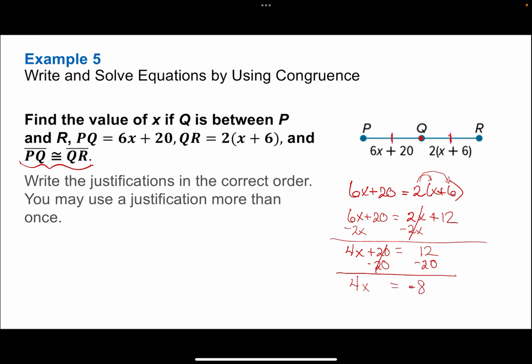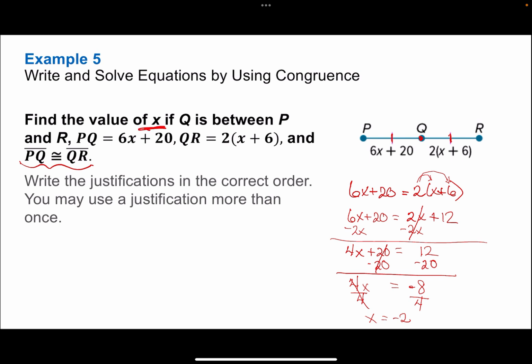Oh, that seems scary. If I divide by 4, because 4 times x is equal to -8, I have to do the opposite of multiplying, which is dividing. 4 divided by 4 is 1. 1x is equal to -2. And so it says to find the value of x, and we said that's -2.